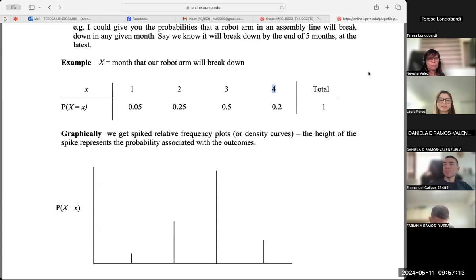Very good. So that's what it means. Exactly. So this robot arm's not going to last very long. They have to go back to the drawing board and work on it.